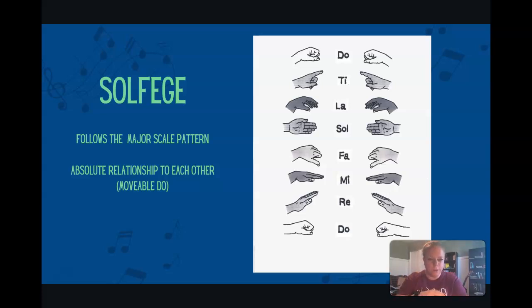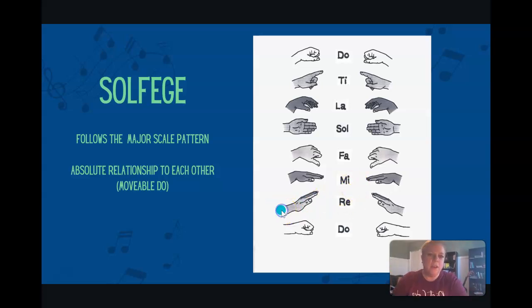Now, it's important for you to know that do to re is always going to sound the same, even if I change what do is. If I change what do is and make do here, do, re, sounds the same. Or down here, do to re, it always will sound the same because it has an absolute relationship to each other.